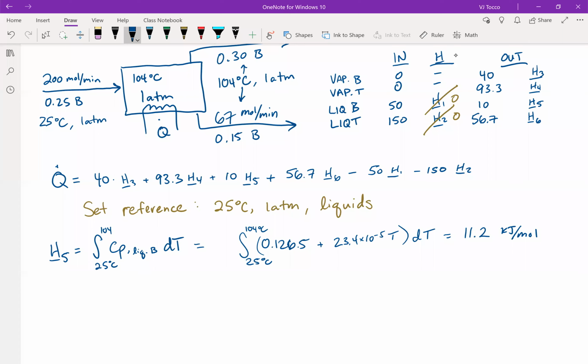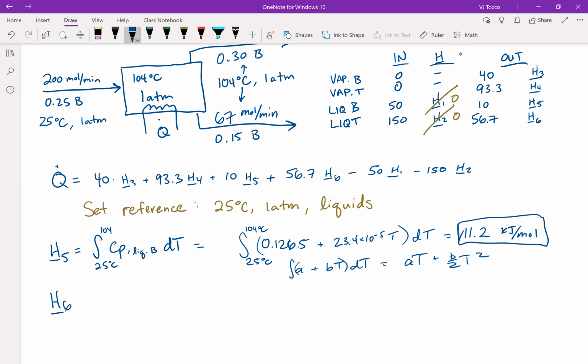Working out that integral would get me to 11.2 kilojoules per mole. Go ahead and practice how to integrate this. Just real quick, if you're unsure, if the integral is A plus BT dT, then I'm going to have AT plus 1/2 BT squared. I plug that in, plug in my limits of integration, and once again, it should get me to 11.2 kilojoules per mole.